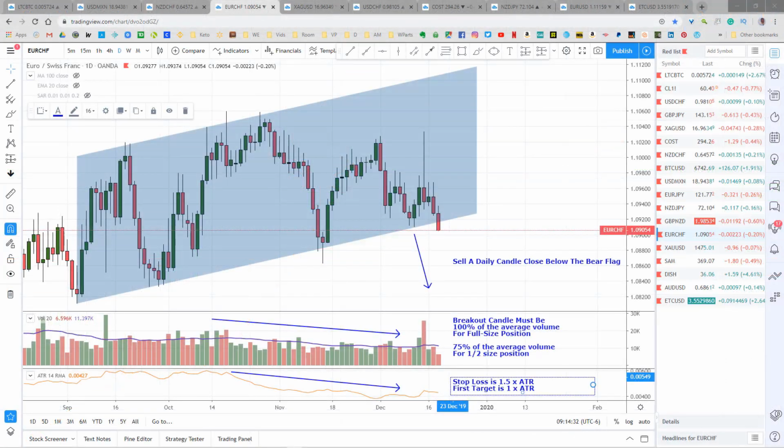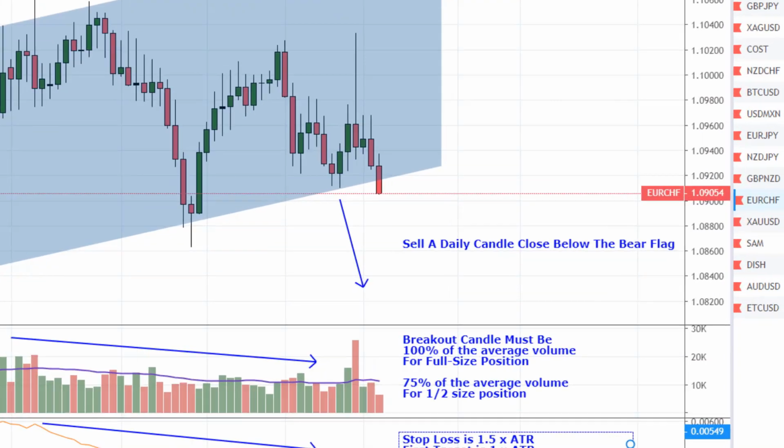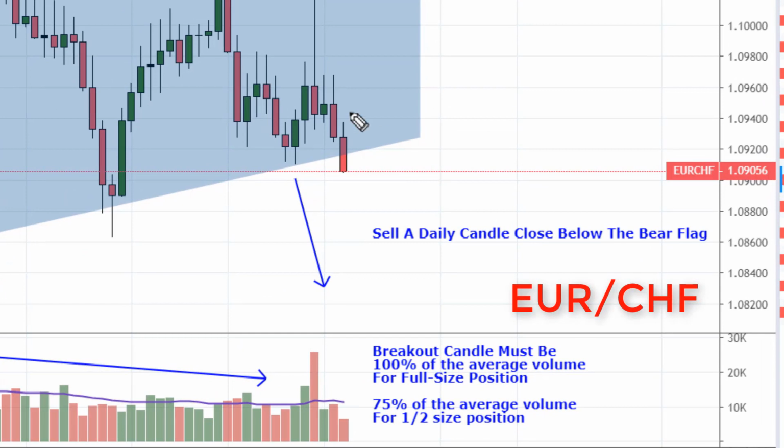I believe it was Monday I told you to keep your eyes on the Euro Swissy for this break of the bear flag. Looks like it's happening today, so be alert. A close below this bear flag is a sell signal, so I'll check this out just ahead of market close today, which is 5 p.m. New York time at my broker, and sell this if it's still below the flag.